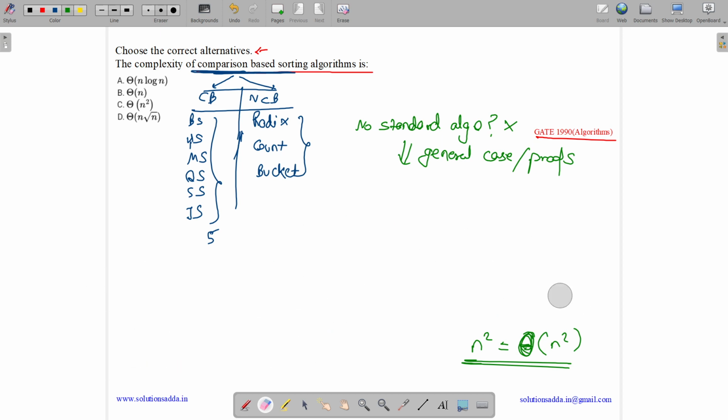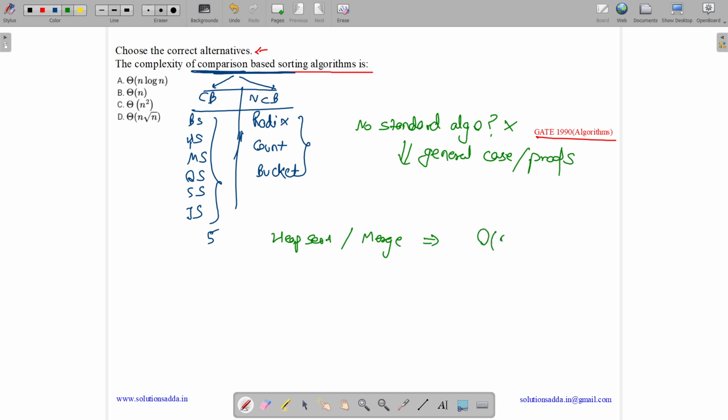Here we can see that we have been given the theta notation. Now what do we know? We know that in heap sort and in merge sort, the complexity in all cases is big O of n log n, which means even in the worst case we will get big O of n log n. The complexity is big O, which means it is less than or equal to order of n log n.